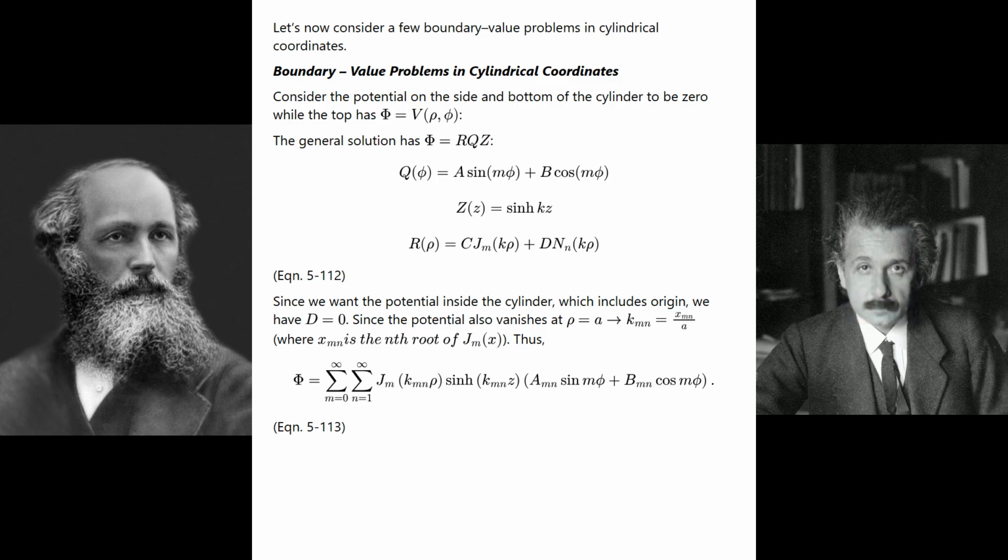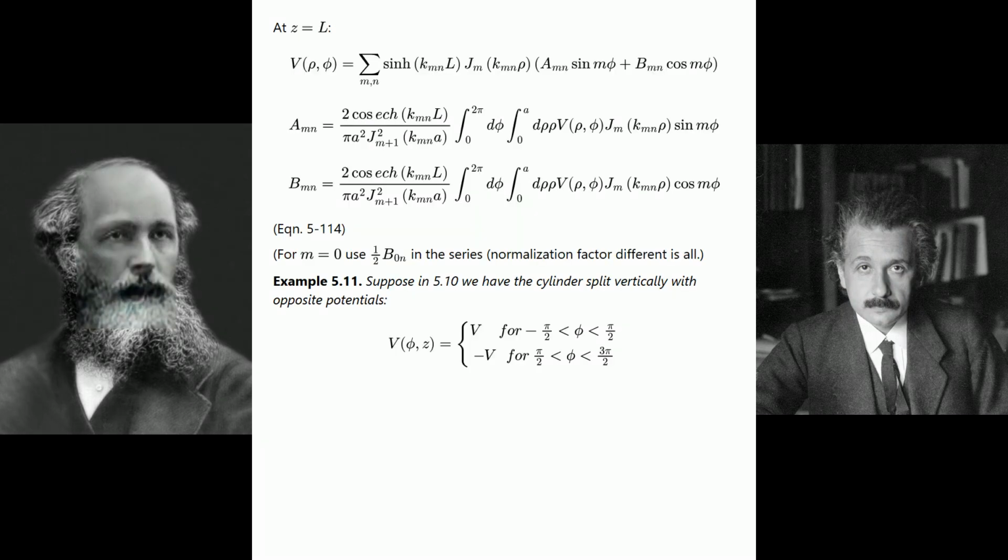Since we want the potential inside the cylinder, which includes the origin, we have D equals 0. Since the potential also vanishes at rho equals a, k sub mn equals x sub mn over a, where x sub mn is the nth root of J sub m of x. Thus, see equation 5-113. At z equals L, see equation 5-114. For m equals 0, use 1/2 b sub 0n in the series. The normalization factor is different, that is all.